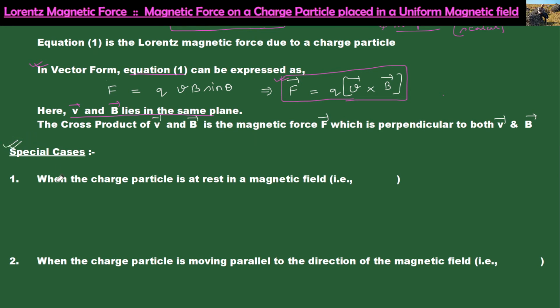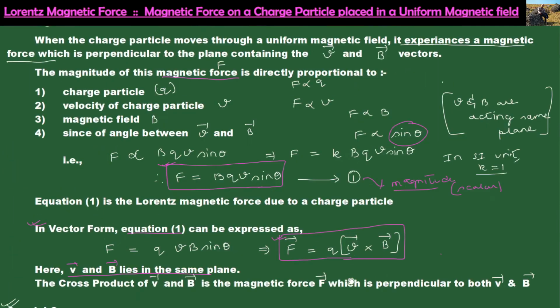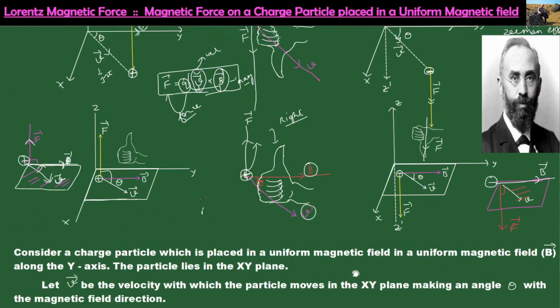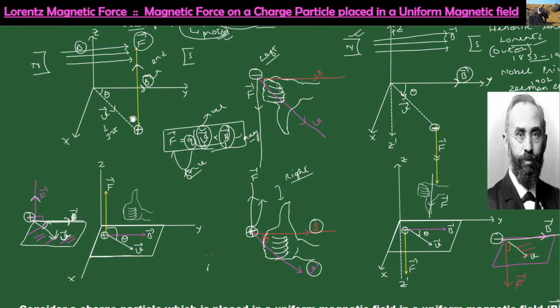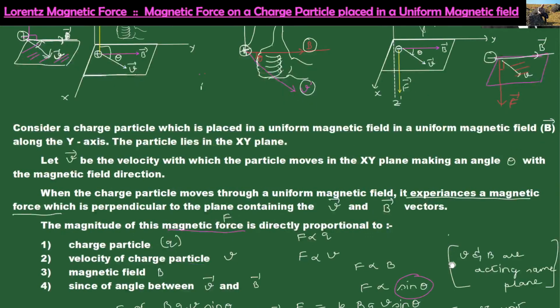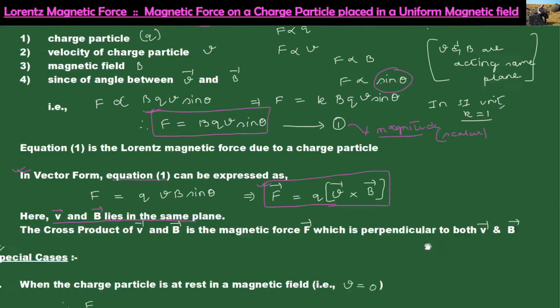Some of the special cases. Suppose the charged particle is at rest. When the charged particle is at rest, it means that the velocity is equal to 0. So when the velocity is equal to 0, it is obvious that when the charge is not moving, there will be no magnetic force. If the charge is stationary, if there is no velocity, the charge itself will not experience any magnetic force.